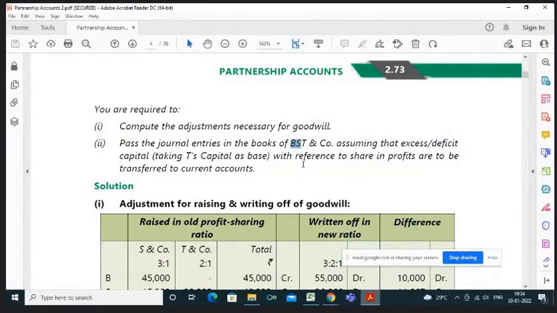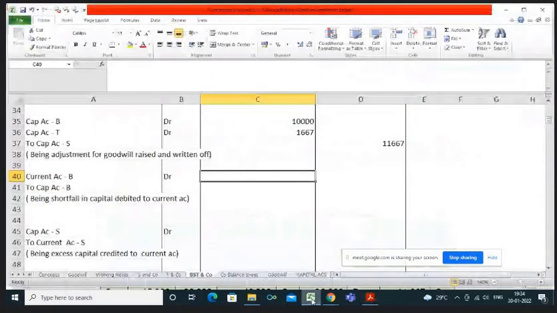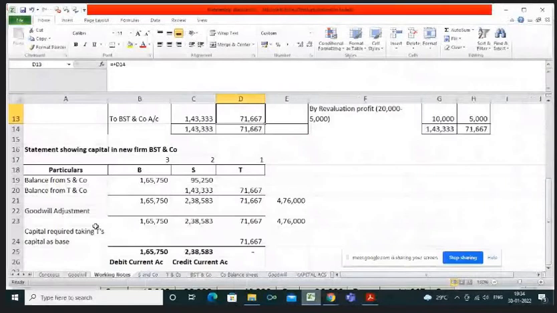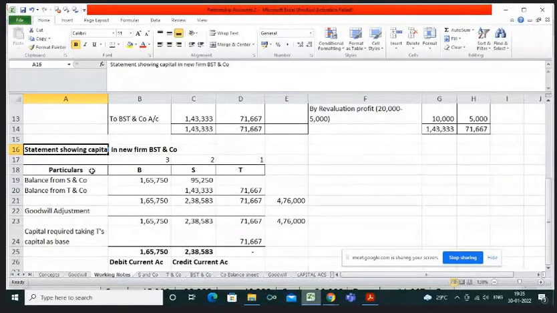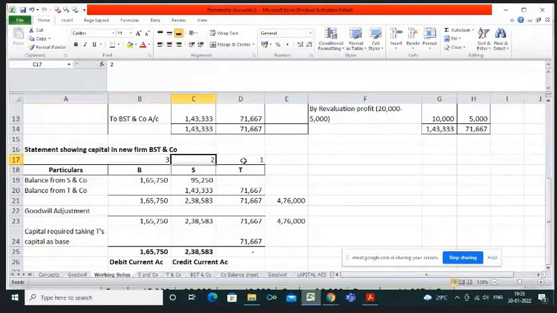So for this purpose, what we need to do is work out the updated capital accounts. So let's do the workings for that. Let's move on to the working notes. I will prepare a statement showing capital in new firm BST and Co. I will have particulars and the partners' names B, S and T. What is the revised profit sharing ratio? 3, 2 and 1.